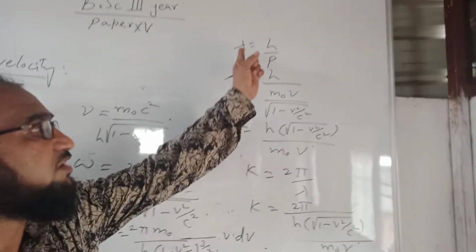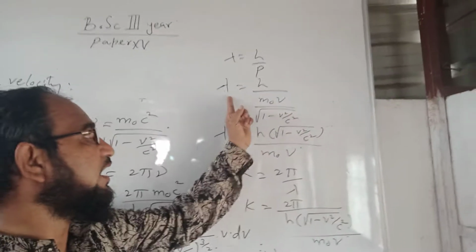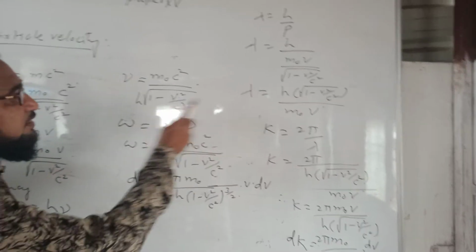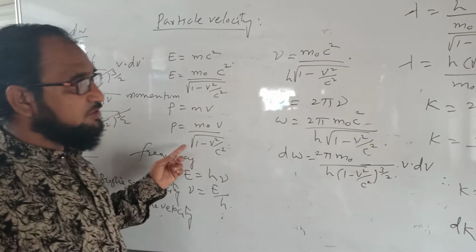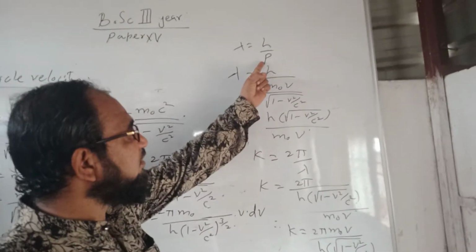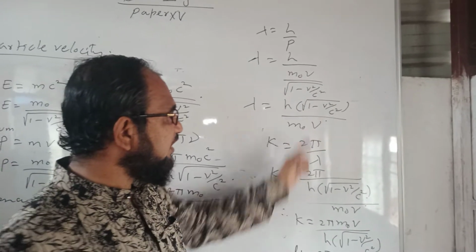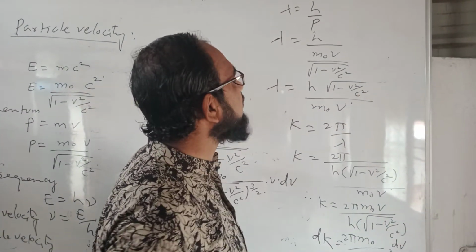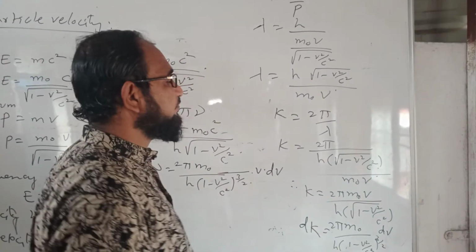Now again I will find the value of lambda, the de Broglie wavelength, as h upon p. The value of p is m0 v upon root over 1 minus v squared by c squared, which we calculated in this equation. So I am substituting that value of p here, so that lambda is equal to h into root over 1 minus v squared by c squared divided by m0 v as it is.